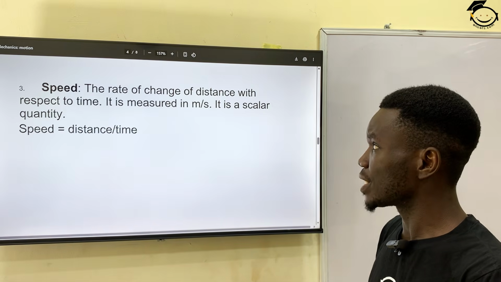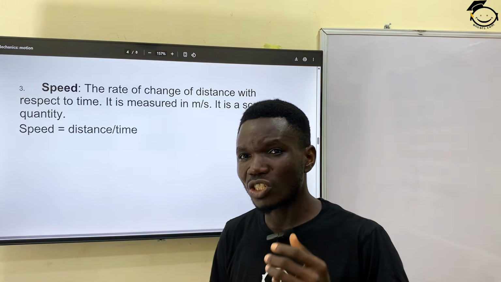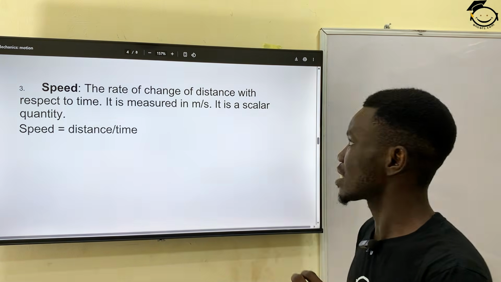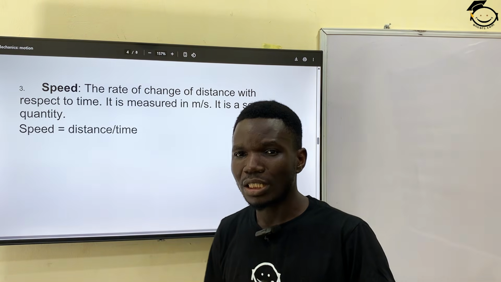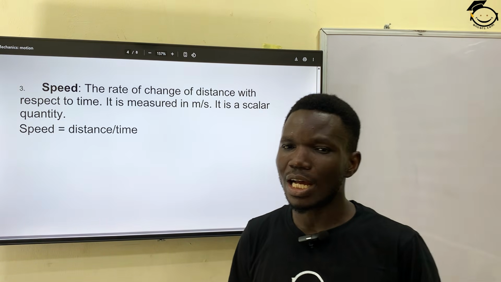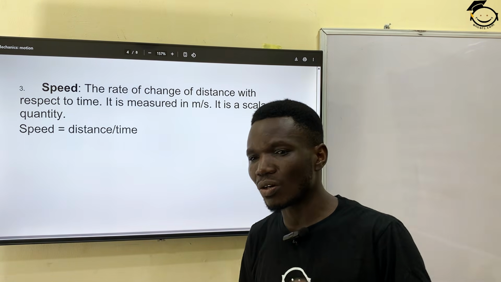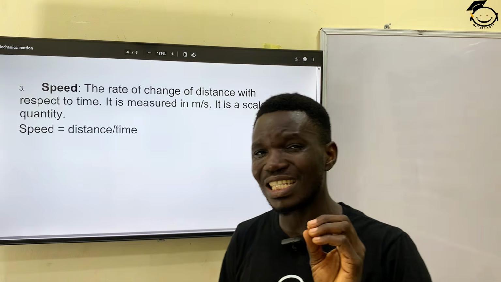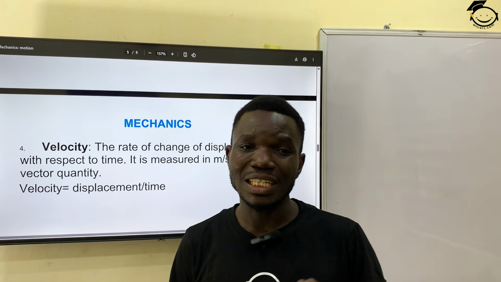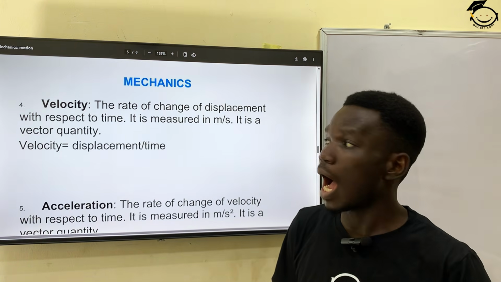And then we have speed. This is simply the rate of change of distance with respect to time, and it is measured in meters per second. And because distance is a scalar quantity, automatically that also makes speed a scalar quantity.